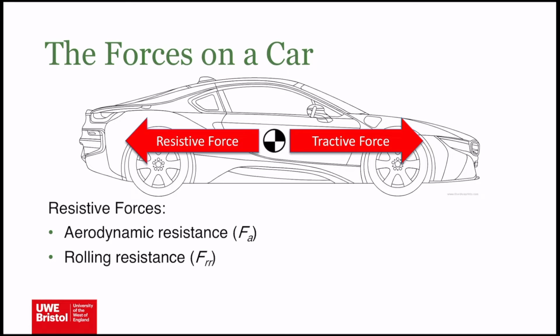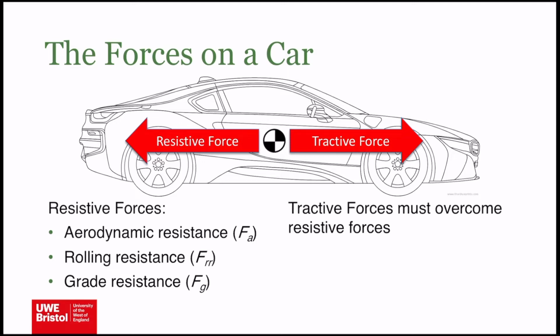As the tyres roll, they deform. That creates a negative force that opposes motion. So that obviously also has an impact. And clearly, if the road is not flat, if it's going up or downhill, then there's going to be some sort of resistance in terms of the road grade, so how steep the road is. So those are the predominant resistive forces. And then obviously the tractive force has to overcome them. So if you write an equation, the resistive force is FA plus FRR plus FG, so there's your aerodynamic, your rolling resistance and your grade forces. That's your total resistive force.